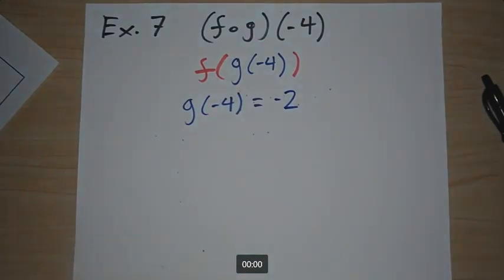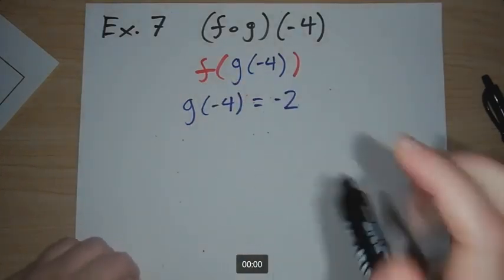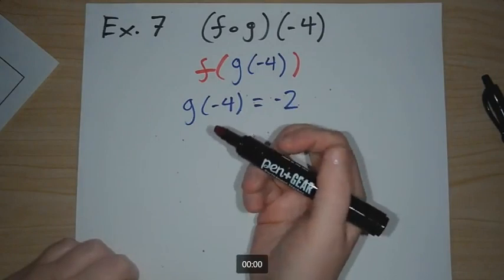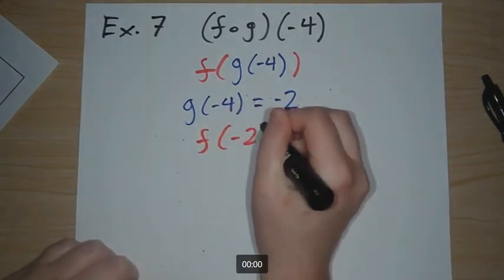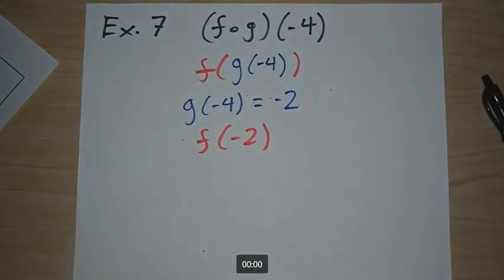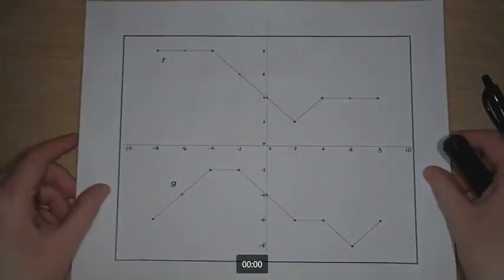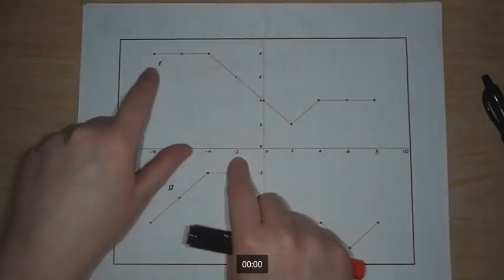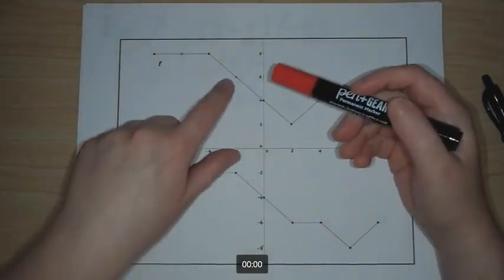And because of that, we can now substitute back into f of g of negative 4. So f of g of negative 4 is the same thing as f of negative 2, now that we've found out what g of negative 4 is. So now we go back to our graph where x is negative 2 and look for f of negative 2. So we look at where x is negative 2 and you look at the function f. And we follow it up to find our y value.